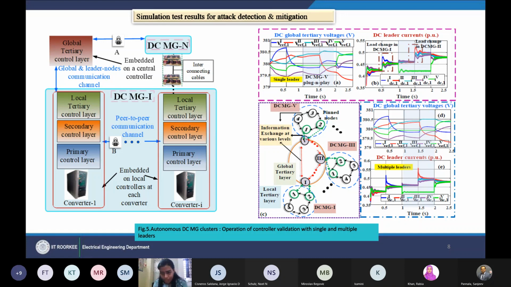Here we have shown the operation on the right-hand side picture. Operation of these microgrid clusters, 5 microgrid clusters, in the presence of single leader or multiple leaders. And we have also tested in changes like DCMG2, whether the other microgrids are also dispatching power to it or not, and whether the voltages are maintained within 380 volt or not. So for this test, we have taken up 380 volt as the reference voltage. So everything is in place. Now let's move ahead.